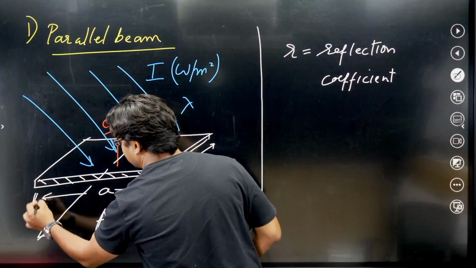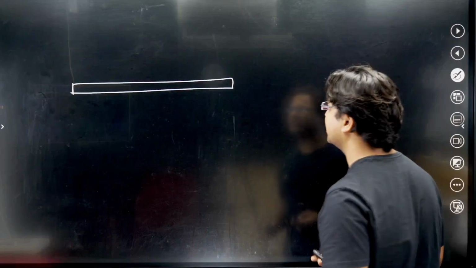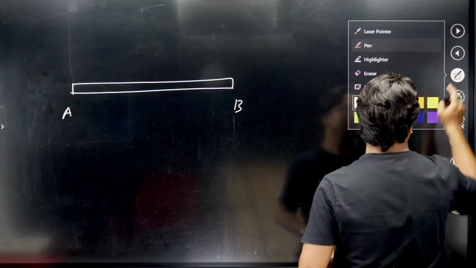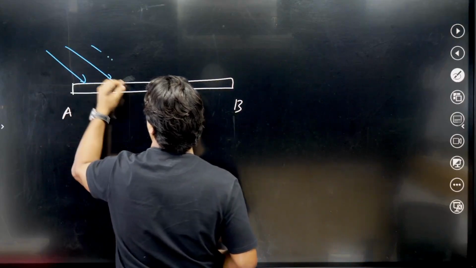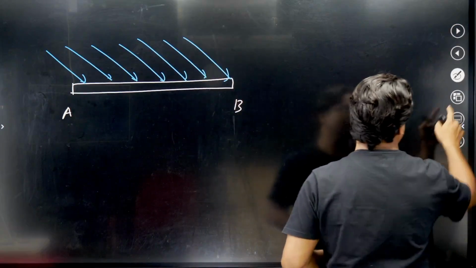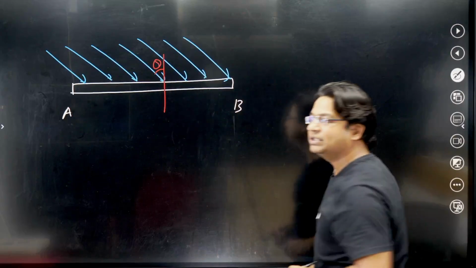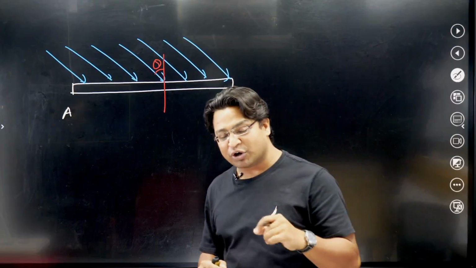Let me name it as A, B. Okay, let's call this as C. So in this figure, only AB edge would be visible to the observer, and the light that is striking the plate will appear to be coming like this. The light which is striking the plate would appear to come like this, and the angle of incidence would be this.